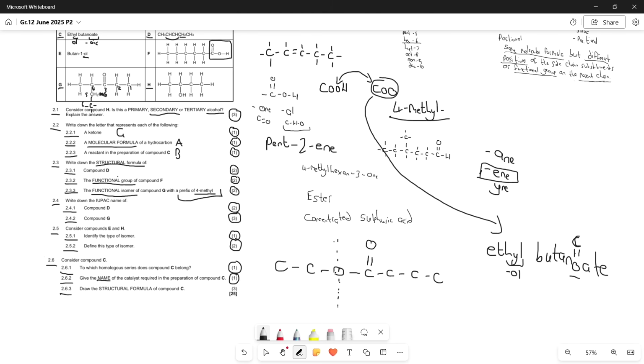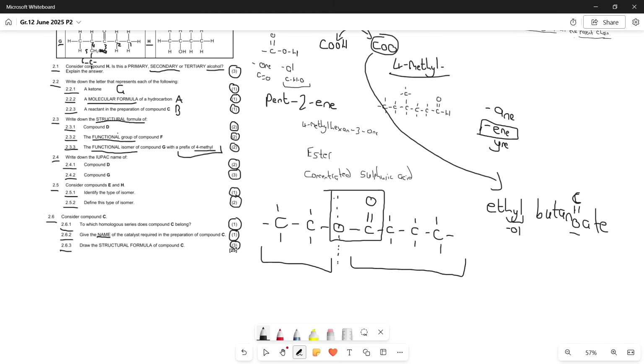At this stage, we're done. We just need to add the H's correctly. And this would be our final answer as the correct structural formula of compound C, our ethyl butanoate. Here's our ethyl, and here's our butanoate. And right here in the middle is our functional group, our COO over there. And that just earned us 3 marks over there and 25 marks for this whole section.